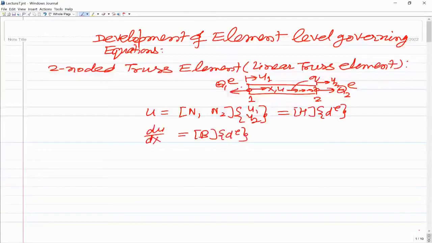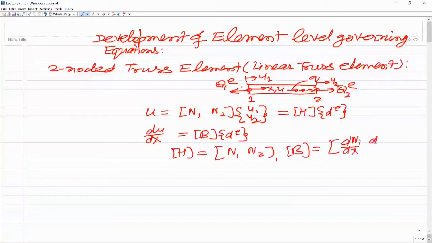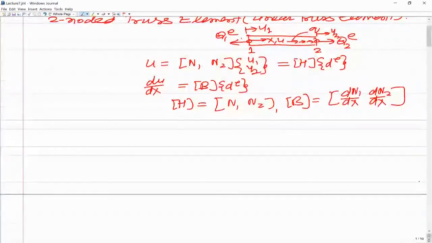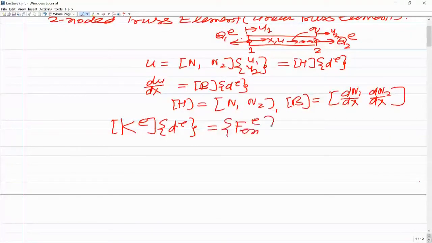Here H consists of N1 and N2, and similarly B consists of the derivatives of these shape functions, dN1/dx and dN2/dx. This we did, and then we developed the element level governing equations from the integral functional. Finally the element level governing equation we wrote in this form: ke into de is equal to f external for the element plus f internal for the element.